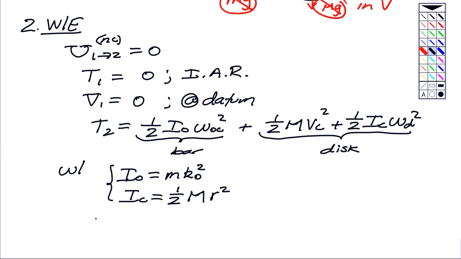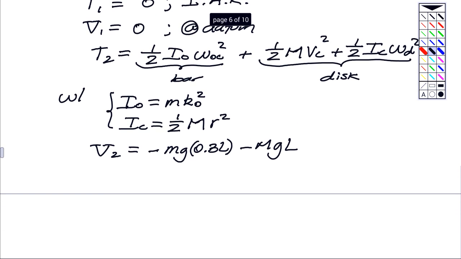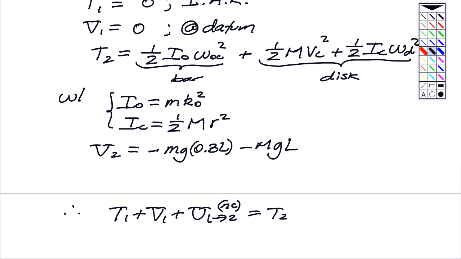V2, the potential for the bar rotating up through a 90-degree angle, is going to be minus m g 0.3 L. And for the disk, it's going to be minus big M g L. So we have all the parts. They go together into our kinetic potential work energy equation: T1 plus V1 plus the work done in going from 1 to 2 is equal to T2 plus V2.